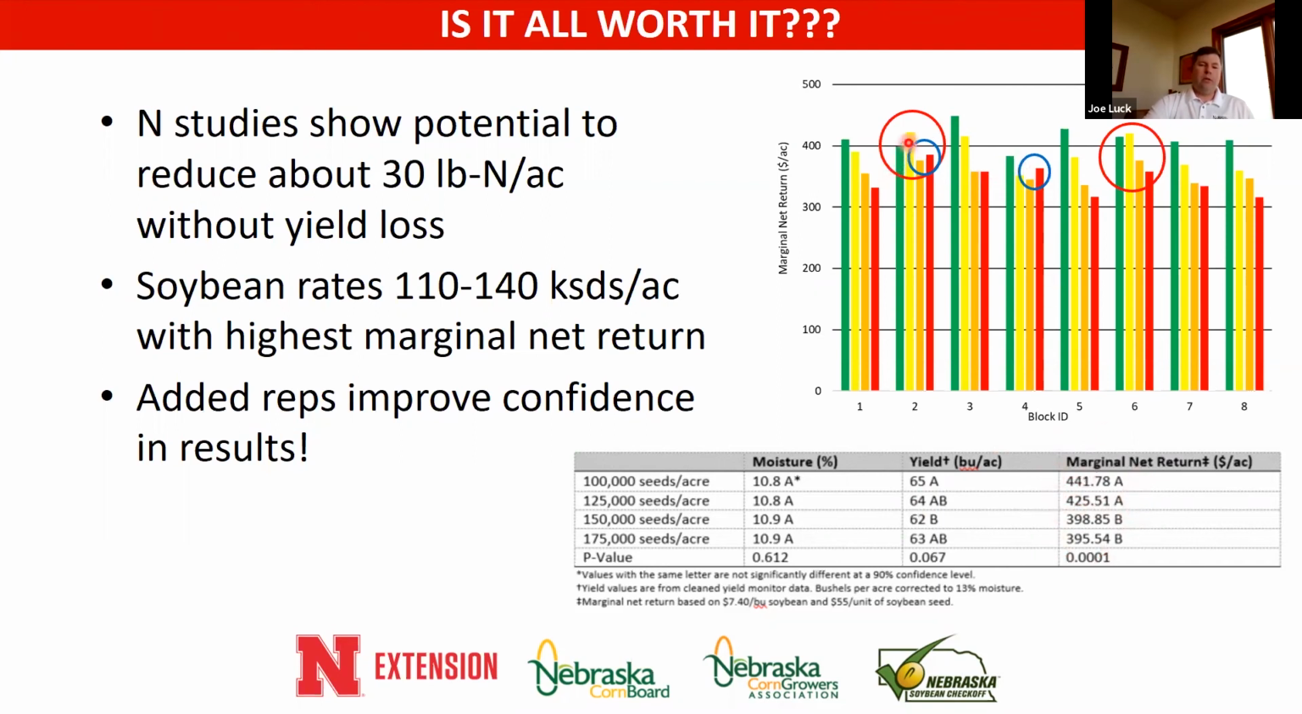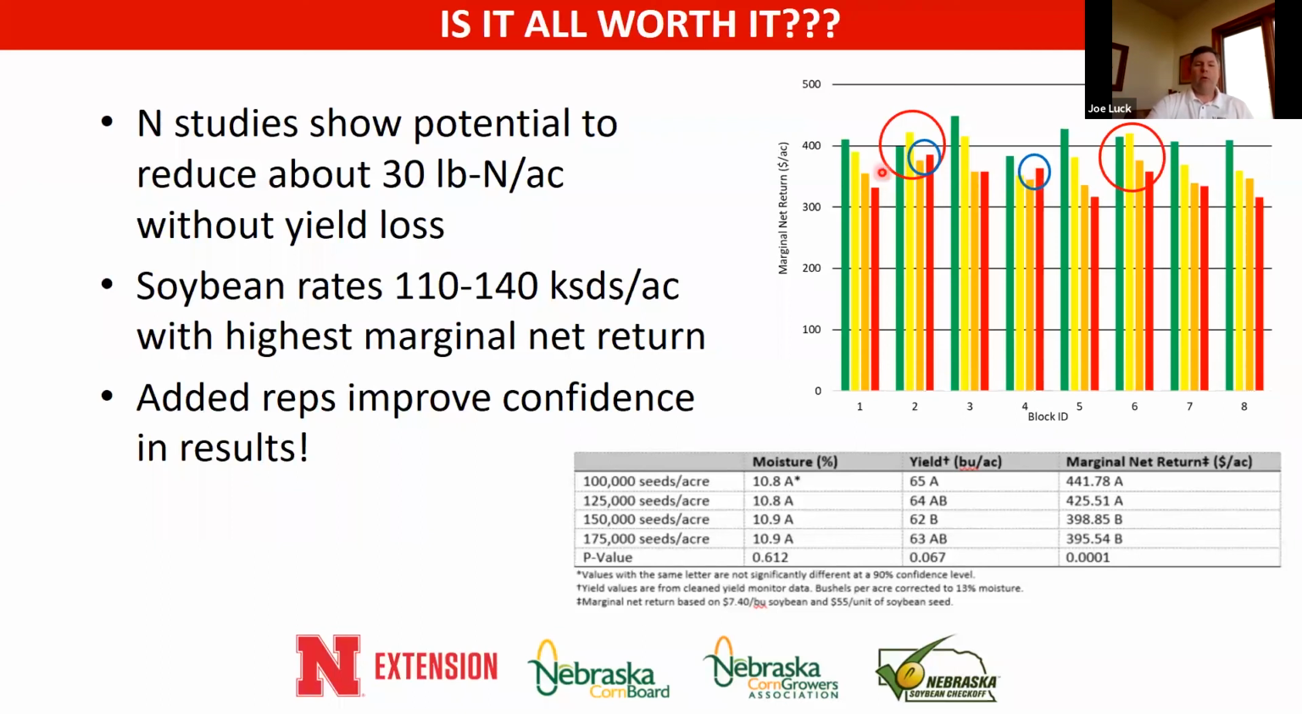What you'll notice encircled in red is that in 2 out of the 8 blocks, the second highest seeding rate would have shown the most. So it wasn't a consistent trend. What's even more interesting is the 2 in the blue circles, 2 out of the 8 blocks, where there was actually a spike in the highest seeding rate, resulting in the highest marginal net return. So if this was just a simple comparison of my rate versus your rate, we could have gotten the wrong answer 2 times potentially, which is just not good.